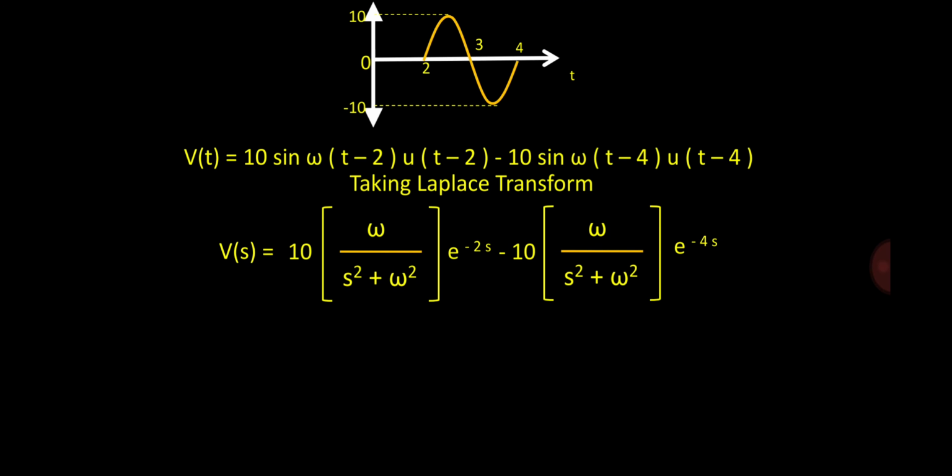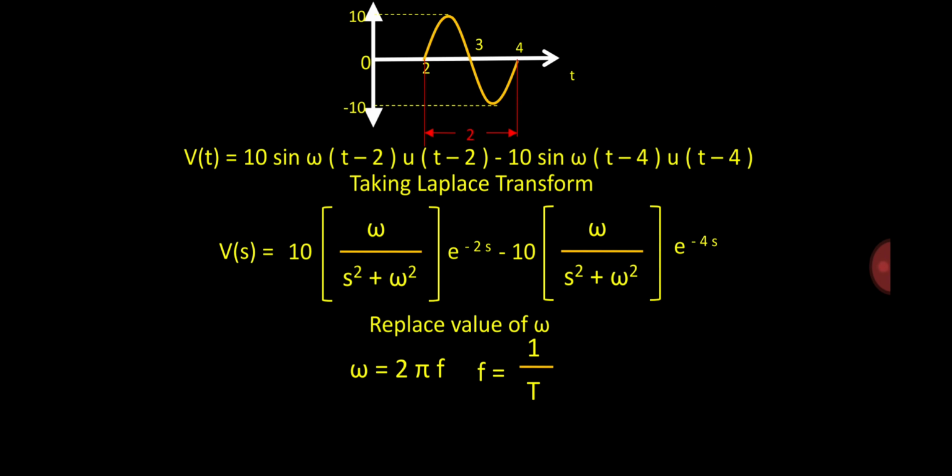Now we have to replace the value of omega. So how to replace the value of omega? We will use the relation omega is equal to 2 pi f and f is equal to 1 by t, where t is the time period. So what is the time period for this waveform? The waveform is starting from 2 and finishing at 4. So the time required to complete this waveform is 2 only. From 2 to 4 it is 2, or 4 minus 2 is 2. So t is 2. So omega becomes 2 pi, and instead of f we have written 1 by t, and t is equal to 2. So finally omega is equal to 2 pi by 2. So omega comes to be 2.